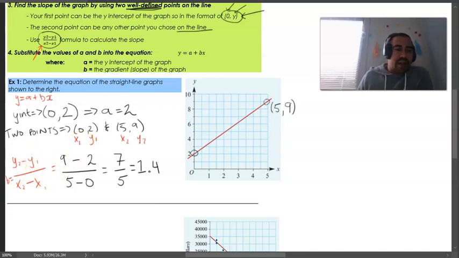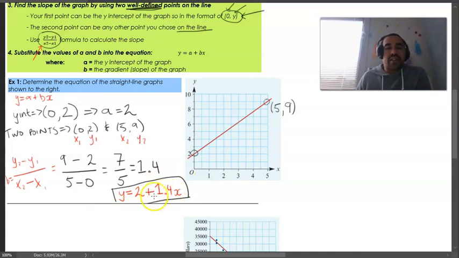So our final format in this case is y is equal to 2, because that was where the intercept is, plus 1.4x. And there is our defined equation based on looking for A and B. We know that this has to be a plus 1.4 because from left to right it is going up, so this is where the plus comes into play.